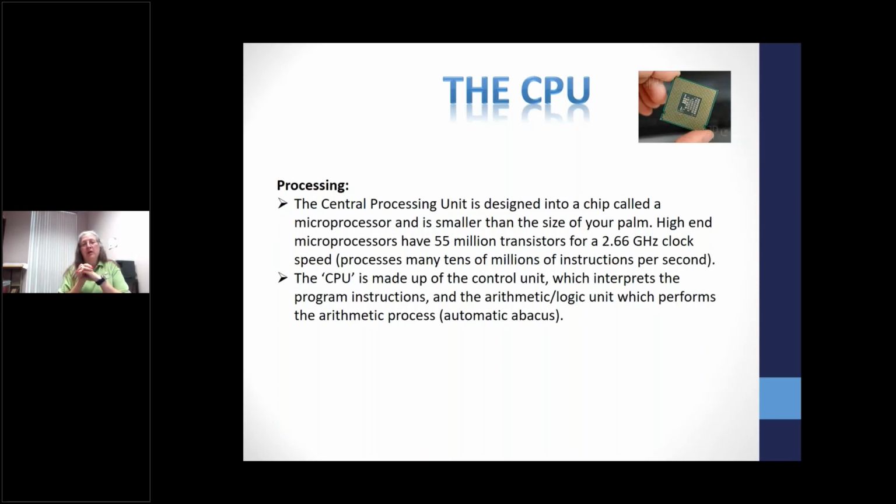The CPU is made up of the control unit, which interprets the program instructions, and the logic or arithmetic unit, which performs the math or the arithmetic process, which is the automatic abacus. Okay, so basically what all that means is it's the brains. It performs what you're asking it to do. It does the process part of that 4-step thing that I talked about.